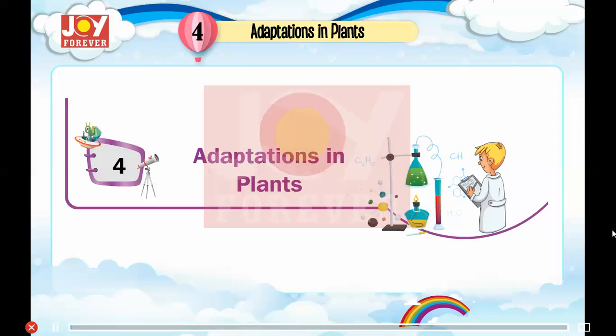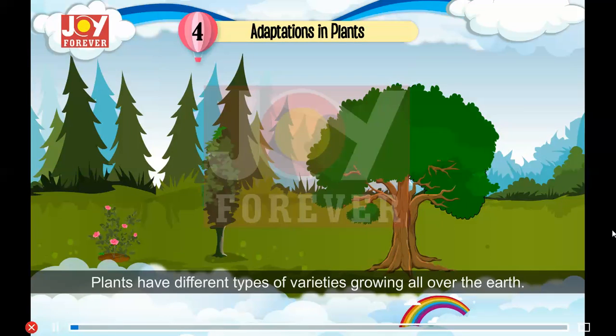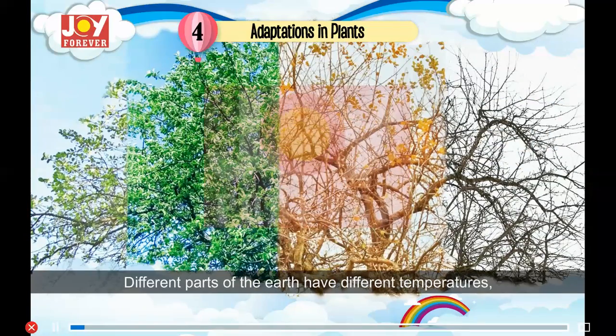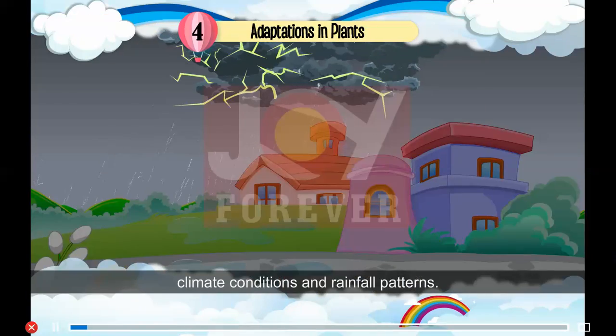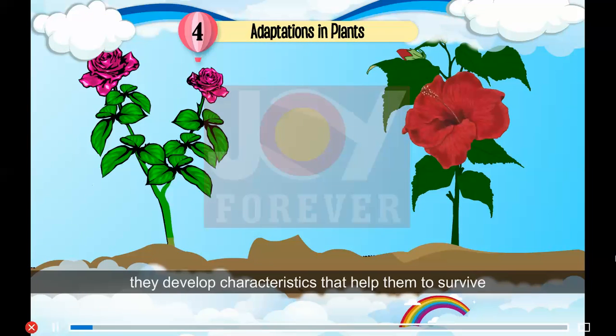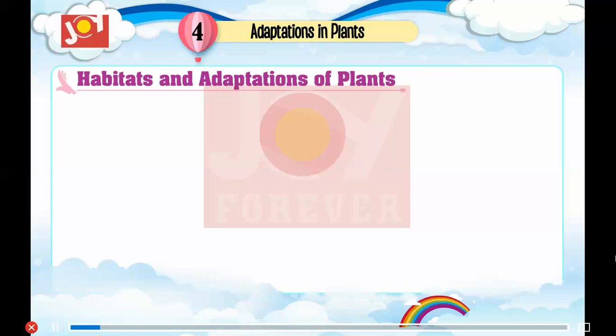Chapter 4: Adaptations in Plants. Let's learn. Plants have different types of varieties growing all over the earth. Different parts of the earth have different temperatures, climate conditions, and rainfall patterns. Since plants cannot move from one place to another, they develop characteristics that help them to survive in their particular growing places. Habitats and adaptations of plants.